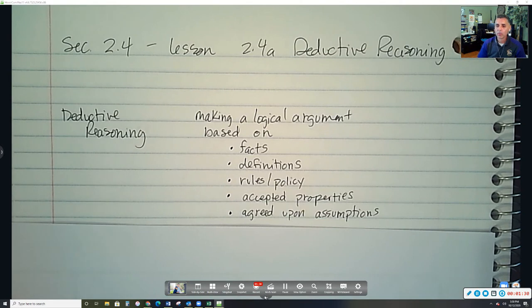And just real quick, remember inductive, that's when you see a list of numbers or a pattern or pictures, and then you have to identify a pattern, and then you say, okay, this is what I think is going to happen based on what I've seen or observed. That's inductive reasoning.